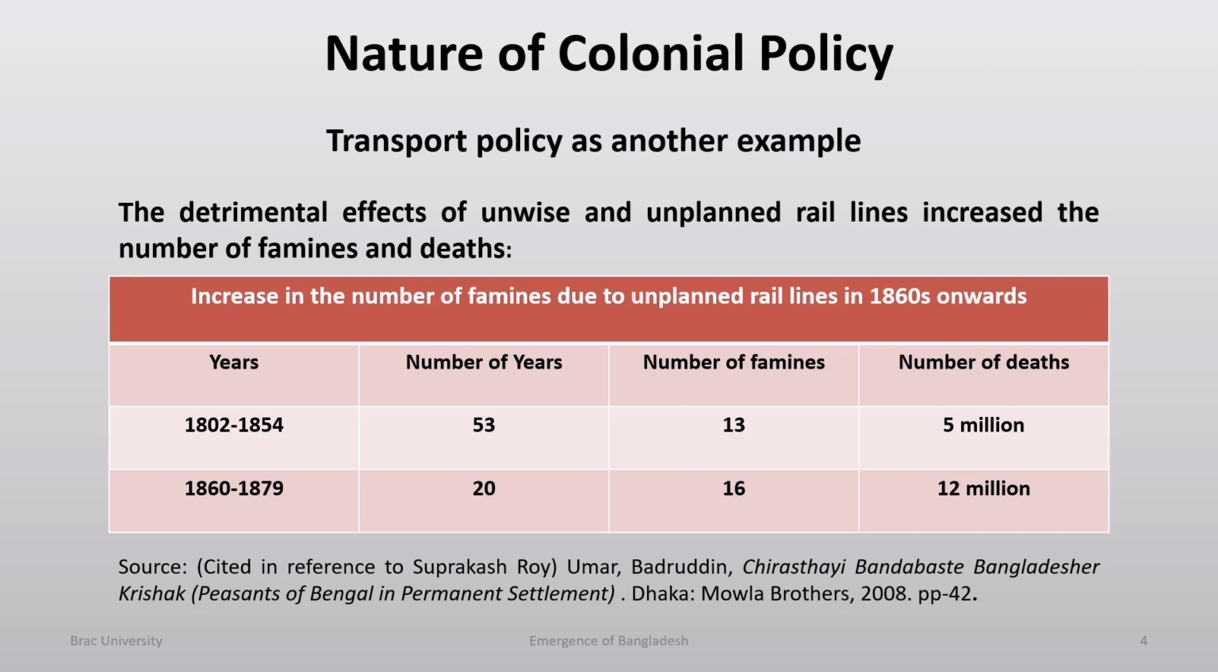As it portrays, in the first 53 years in the 19th century, 13 famines occurred with a death toll of 5 million people. On the other hand, after the introduction of disorganized rail lines, 16 famines occurred within a short period of 20 years only, which killed 12 million people.